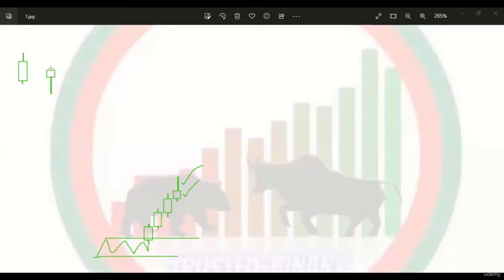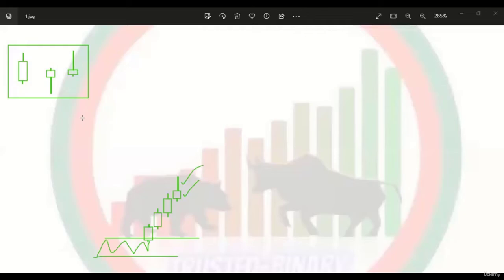This one. This is another candle. This one. So now tell me please, in these three candlesticks, which candles are stronger on the buyer side?